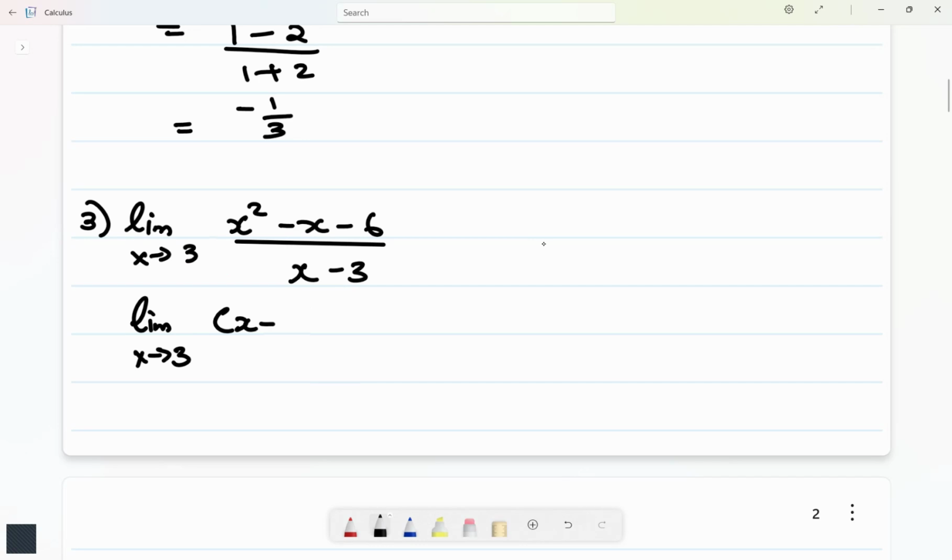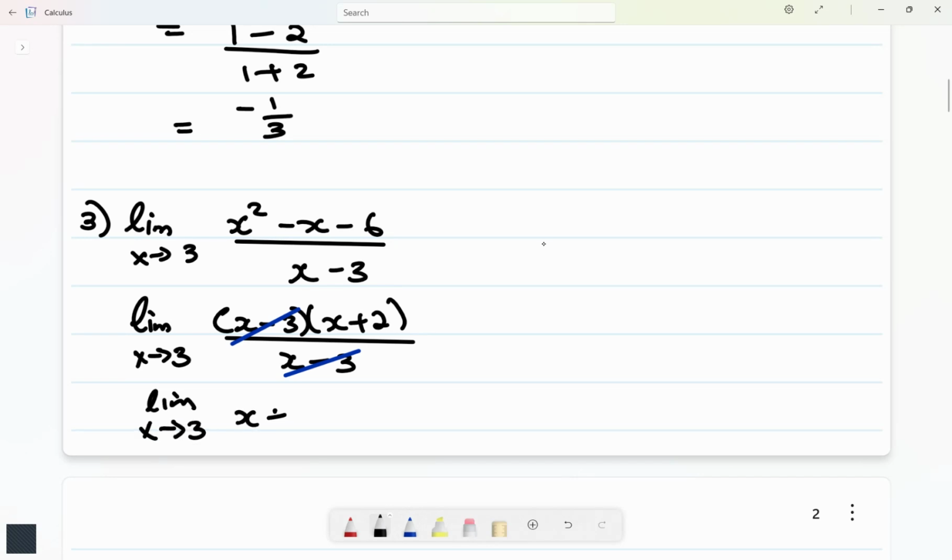So what we're going to do is try to simplify the numerator. It's going to be x minus 3 and x plus 2, divided by x minus 3. Can you see now? This one cancels off with this one. Then we have limit as x approaches 3 of x plus 2. Then I'm in a position to substitute 3 plus 2. Then it gives me 5. Okay.